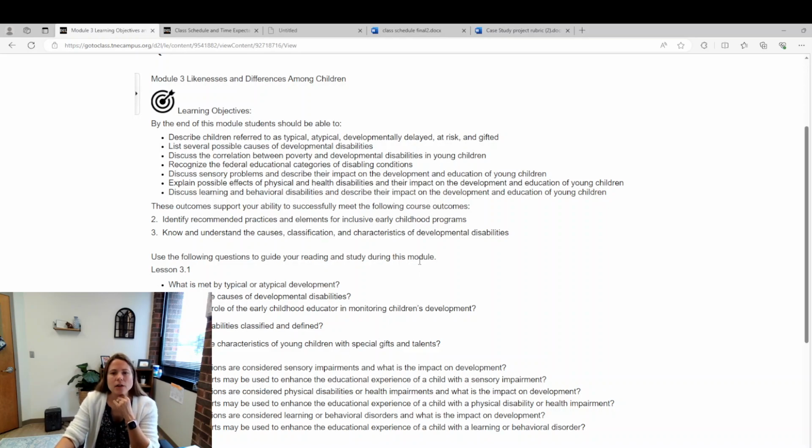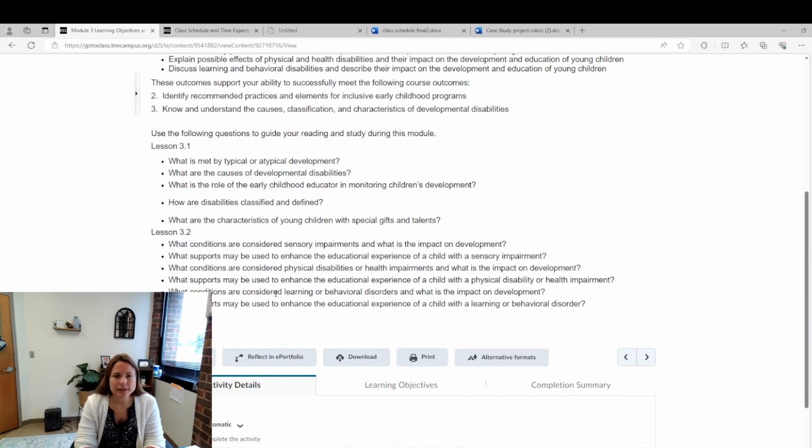So we have our outcomes. This week, this module, we're really looking at what are the recommended practices and elements if you have children in inclusive early childhood programs, and what are the causes, classification, and characteristics of certain disabilities, and specifically developmental disabilities. So those are our outcomes. Now, we have some guiding questions for each lesson. Remember, you're completing lesson 3.1 and 3.2.